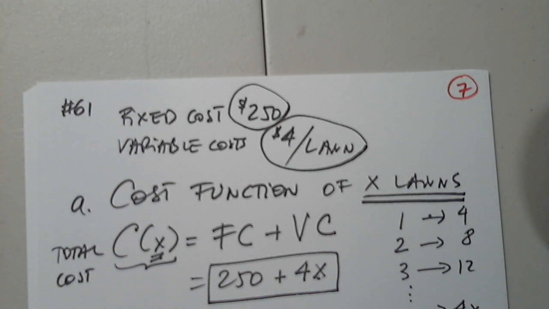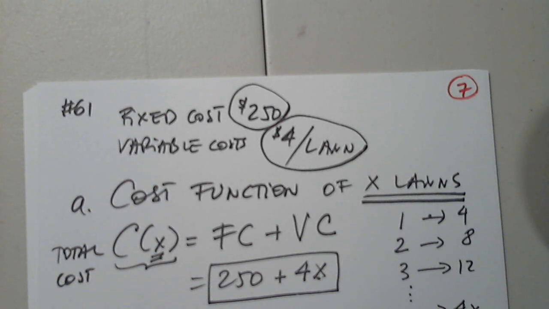For part B, he determines the total profit function for the lawn mowing business is given by, so profit, 16x minus 250. Find the function for the total revenue from mowing x lawns. How much does he charge per lawn?